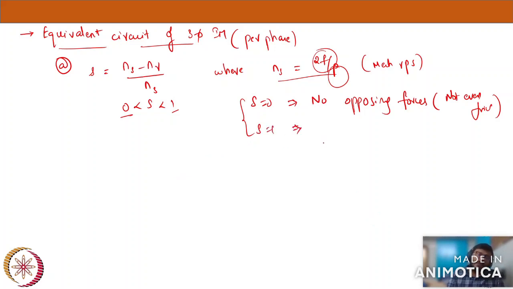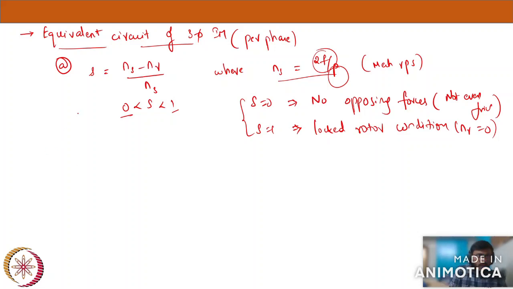Slip equal to 1 means, from the formula, mathematically, s is equal to (ns minus nr) by ns, and s is equal to 1 when nr is equal to 0. That means nr is 0, your rotor is not rotating, we have blocked the rotor, we have locked the rotor. So that's why we call s equal to 1 the locked rotor condition. You are not allowing the rotor to move. That's why the speed nr is 0. So when you put nr equal to 0 in the formula, you get s equal to 1. That's the maximum condition where you can get the slip value to be 1.